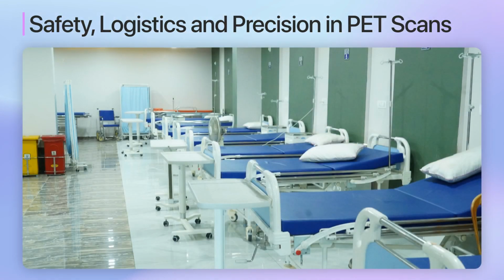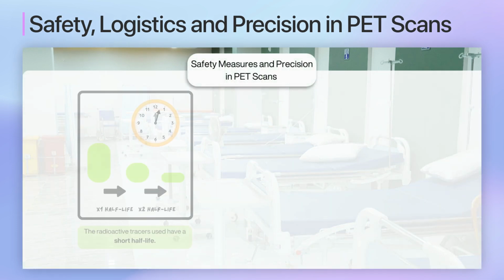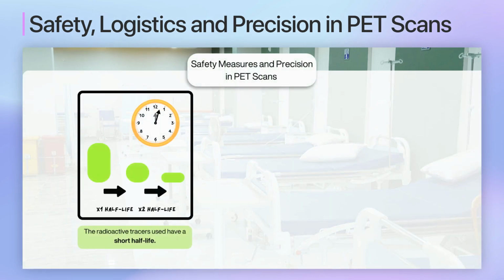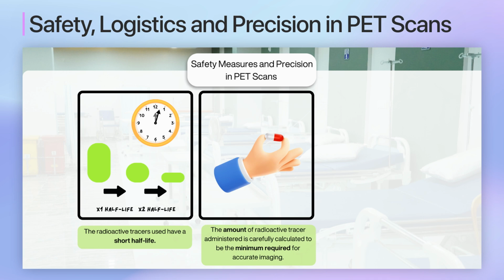PET scans are designed with patient safety in mind, utilizing several key measures to minimize radiation exposure. The radioactive tracers used have a short half-life, which ensures that they decay rapidly, reducing the duration of radiation exposure. Additionally, the amount of radioactive tracer administered is carefully calculated to be the minimum required for accurate imaging. The precision of the PET scanner's detectors and imaging technology further ensures that detailed images can be obtained with the lowest possible dose of radiation.